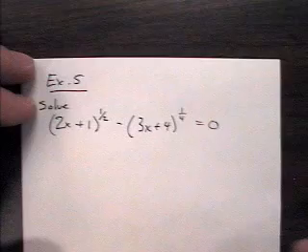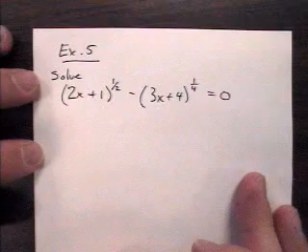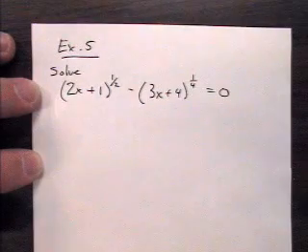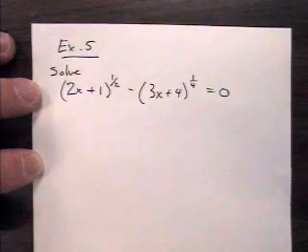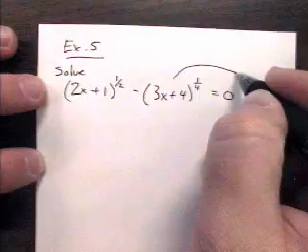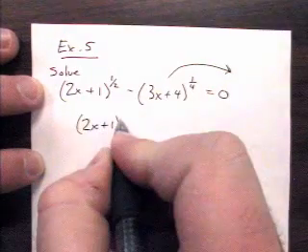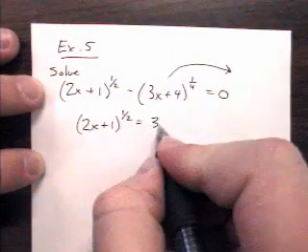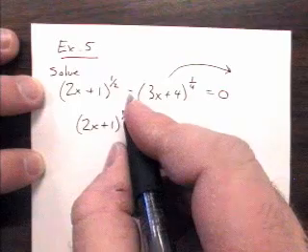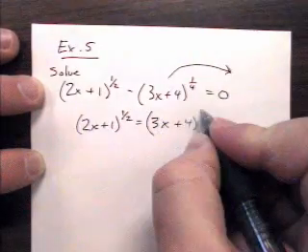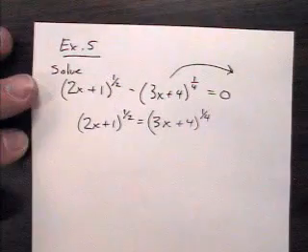Let's look at example 5. Example 5 presents a different challenge. You've got two different radicals, but they're not the same radical. So I'm going to throw this radical on the other side. So I got 2x plus 1 to the 1/2. And on the other side, because that was a negative here, it's going to be a positive on the other side: 3x plus 4 quantity to the 1/4.